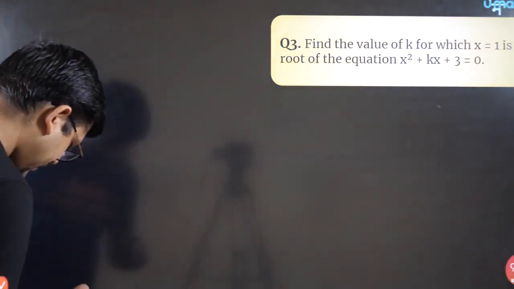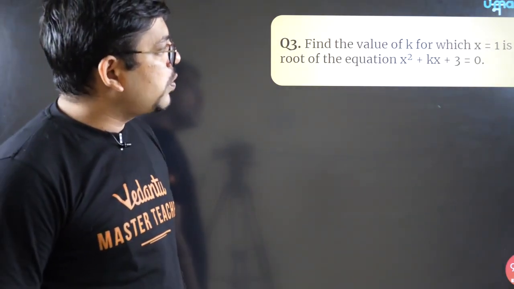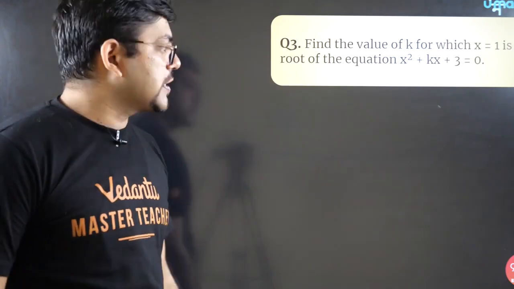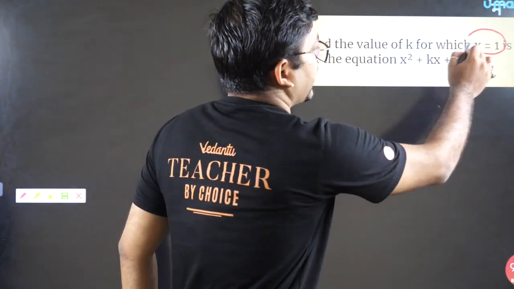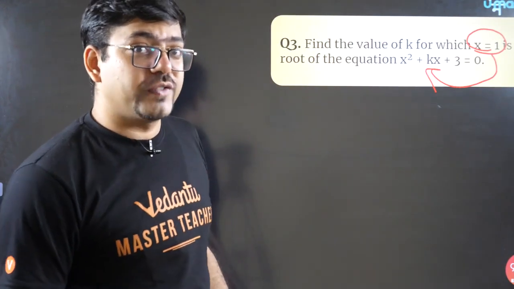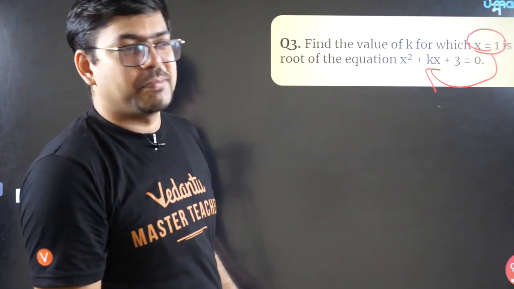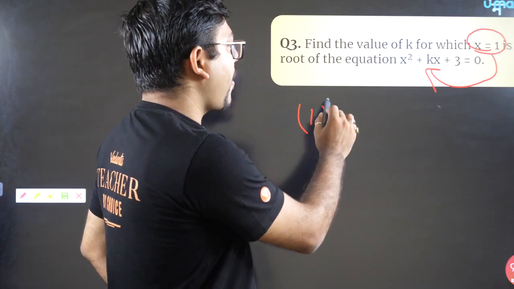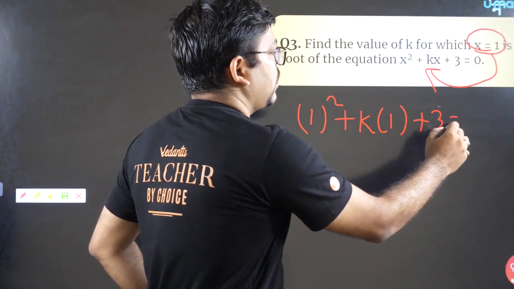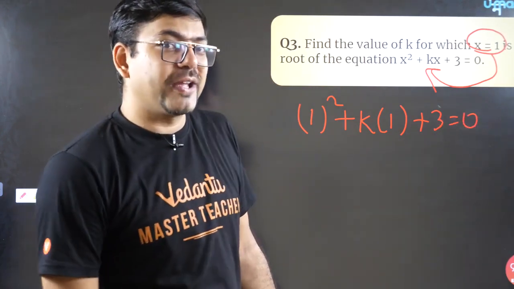This says find the value of k for which x equals to 1 is a root of the equation this. So this should be the root or 0 of this polynomial. How would we do that? Just put it here, make it equals to 0. That's simple. So 1 square plus k into 1 plus 3, you have to just make it equals to 0 for this being a 0.